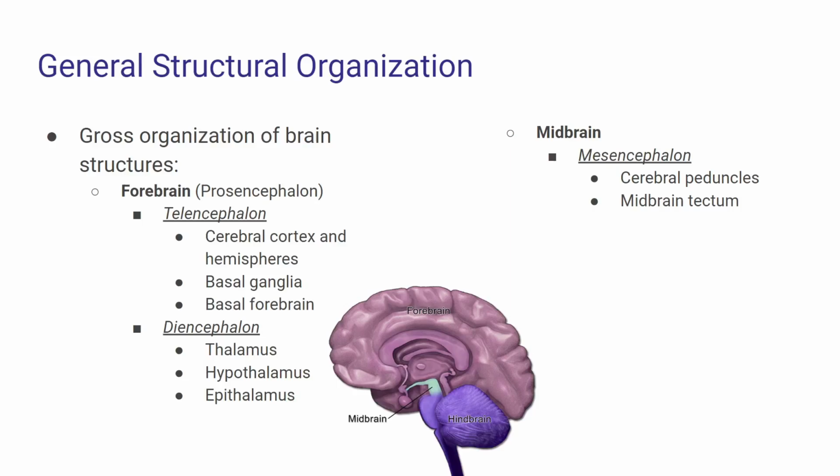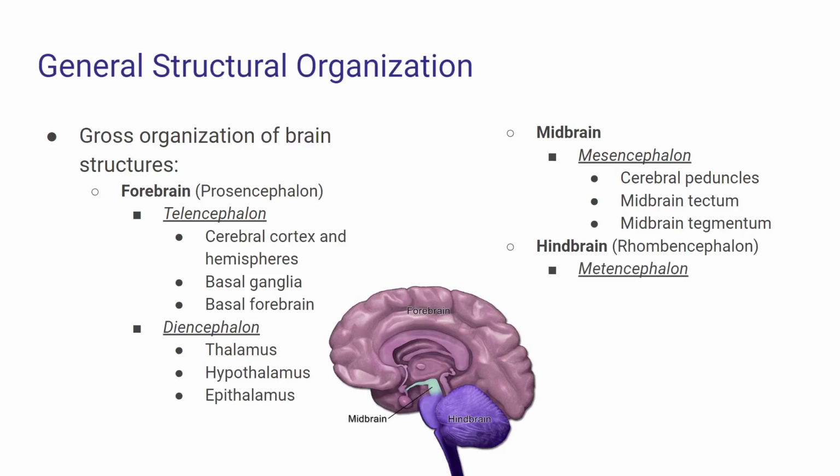There's also the midbrain, which is below the diencephalon, and that includes the mesencephalon, as well as the cerebral peduncles, the midbrain tectum, and the midbrain tegmentum, and the hindbrain or rhombencephalon, which includes the metencephalon. Notable structures include the pons and the cerebellum, and the myelencephalon, with notable structures including the medulla.